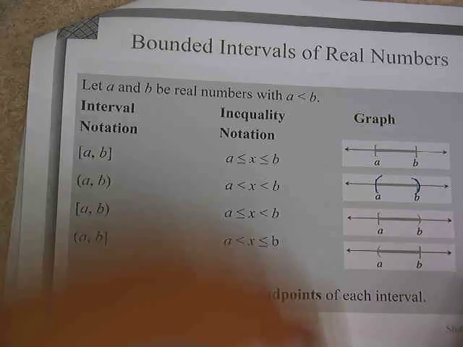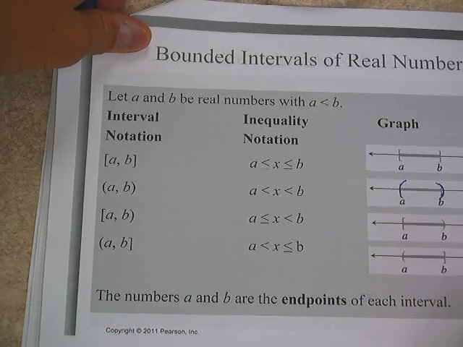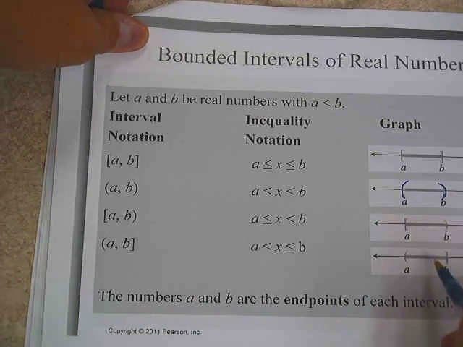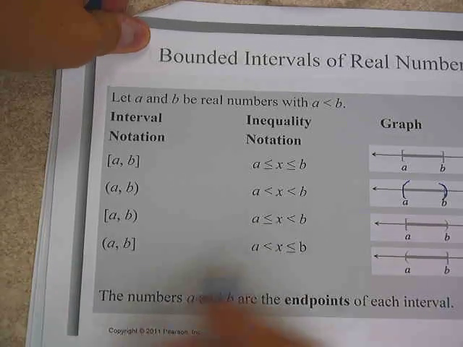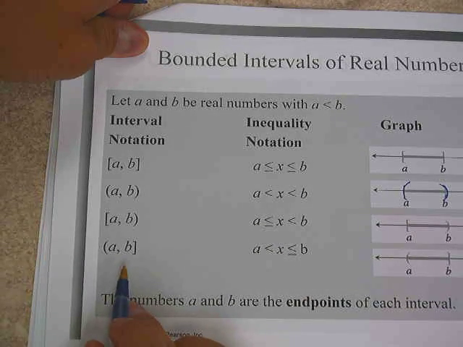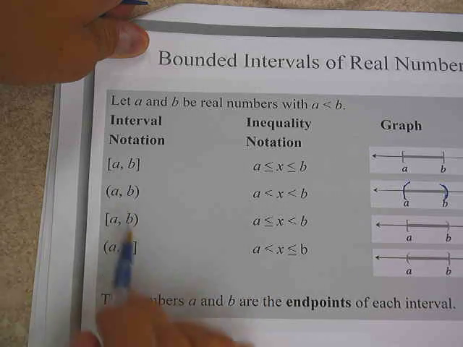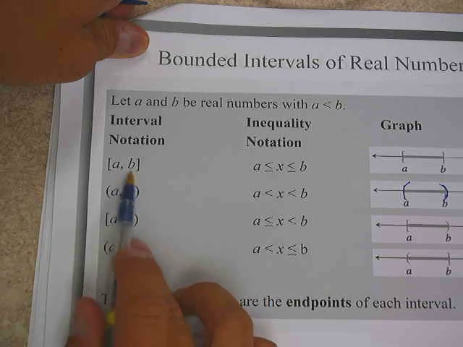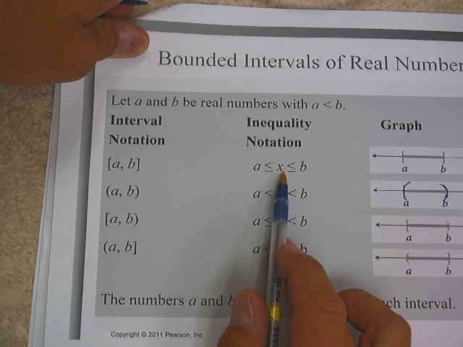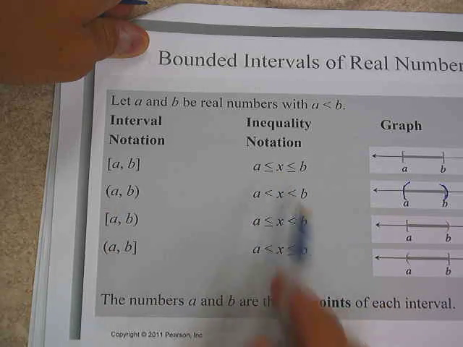Okay, and whoever typed this typed it wrong because these two should be what? Parentheses. Those two should be parentheses. So we'll fix that for them. And on this side we have bracket and parentheses, and on this side we have parentheses and bracket. And again, always brackets go with or equal to's. Parentheses go with not or equal to's.